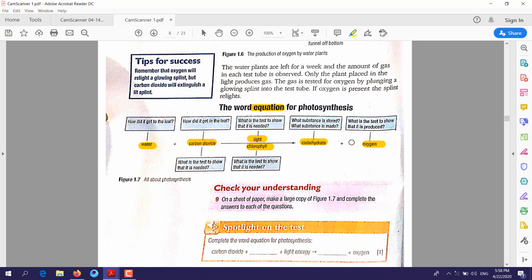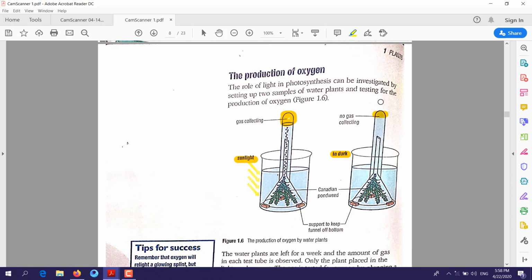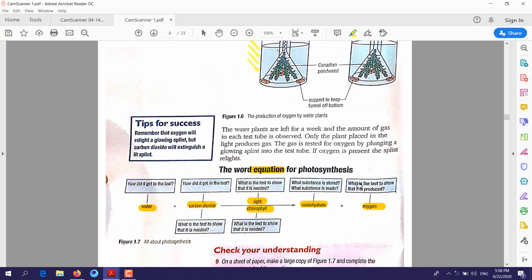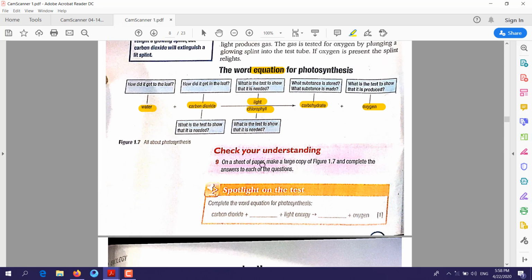Last thing, oxygen. What is the test to show that it is produced? How can you test that oxygen will be produced during photosynthesis? As we explained here, we will explain this experiment. Check your understanding. On a sheet of paper, make a large copy of figure 1.7, this figure, okay? And complete the answers to each of the questions. We just explained and answered these questions.